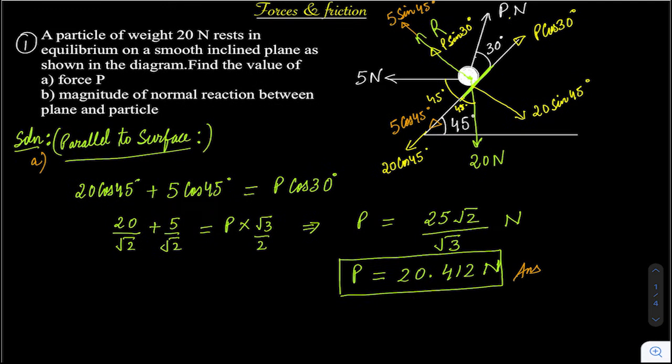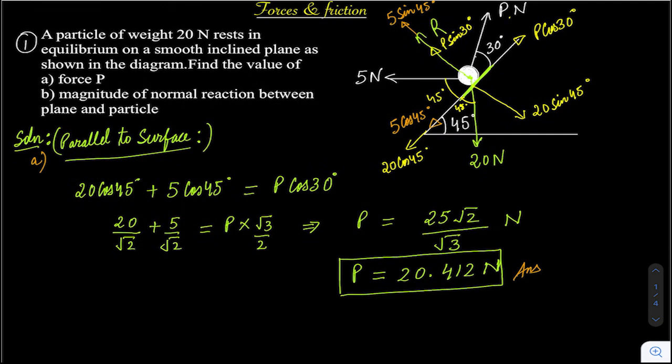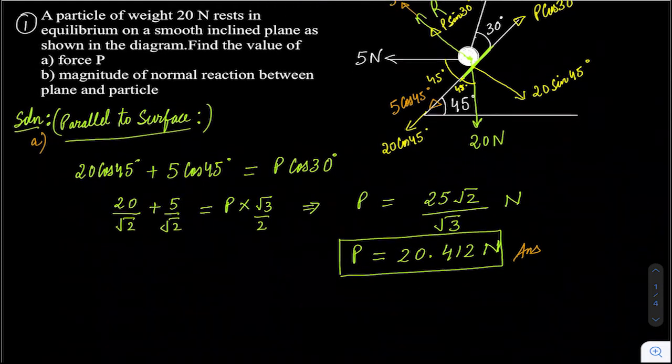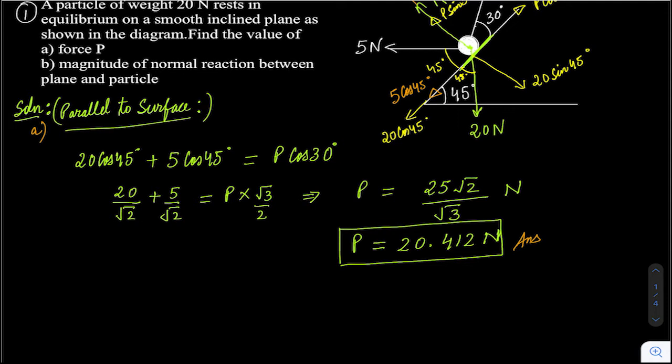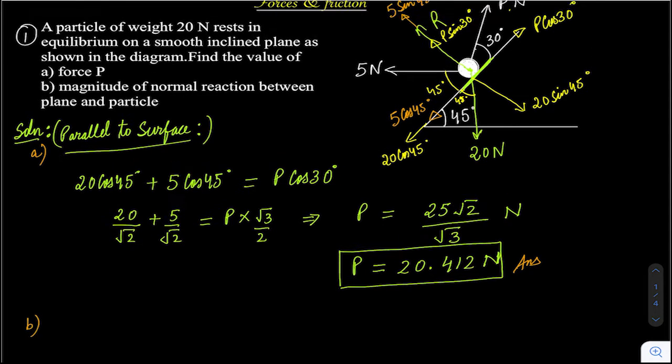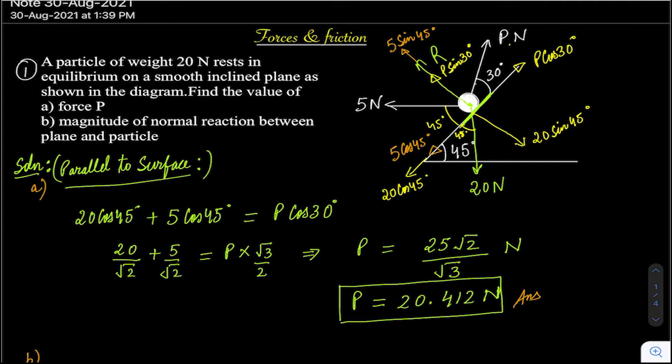Now next, find the magnitude of normal reaction. For normal reaction, as we can see, normal reaction R is in the direction perpendicular to the surface. So let's write the equation perpendicular to the surface. What are my forces? Upward, from the surface upwards: P sine 30, R, 5 sine 45. All these three are in the upward direction, and in the downward direction you have only 20 sine 45.